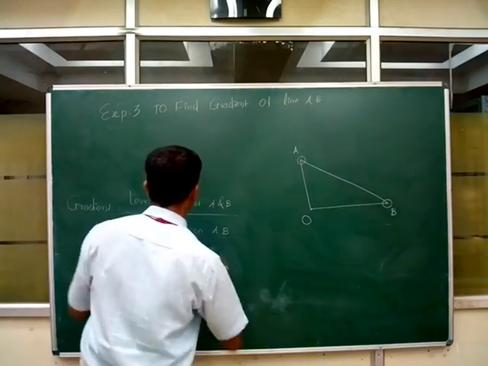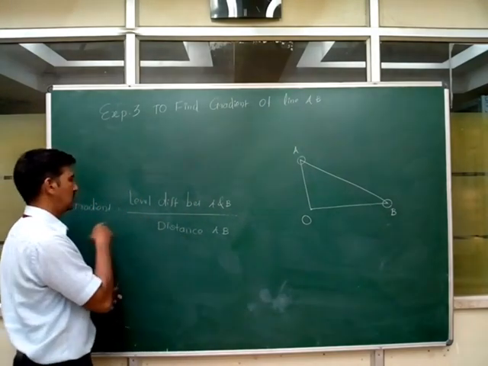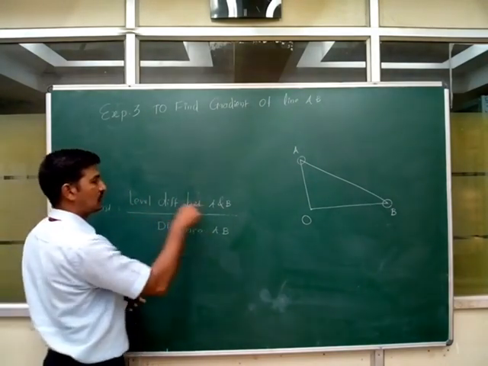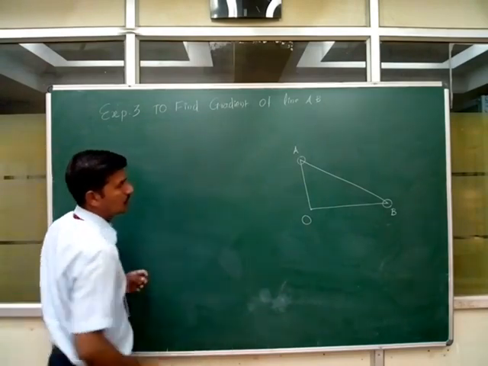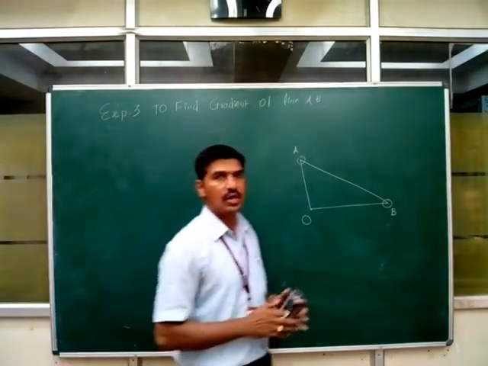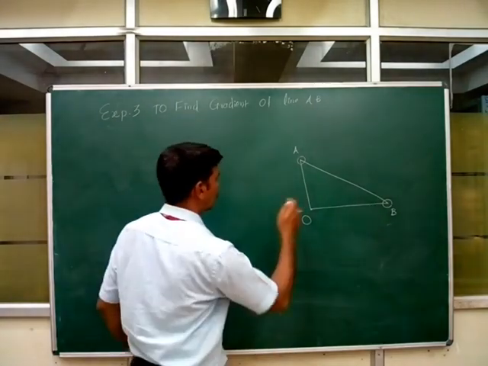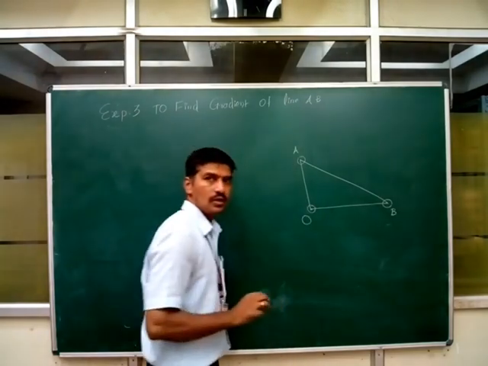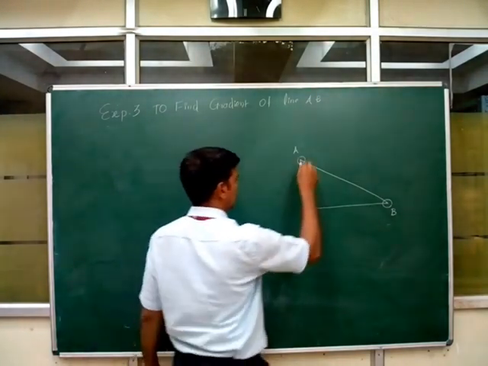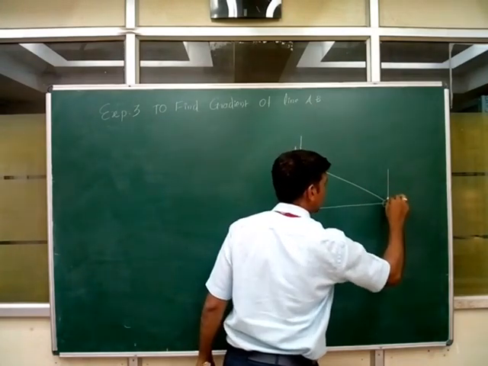Now, our aim is to find out the distance AB. Then we can find out the gradient. We have just found out the level difference by referring to experiment number 2. Now, how can one find out this AB distance? To find out distance AB, the instrument is kept on station O. Keep the staff on station A, keep the staff on station B.